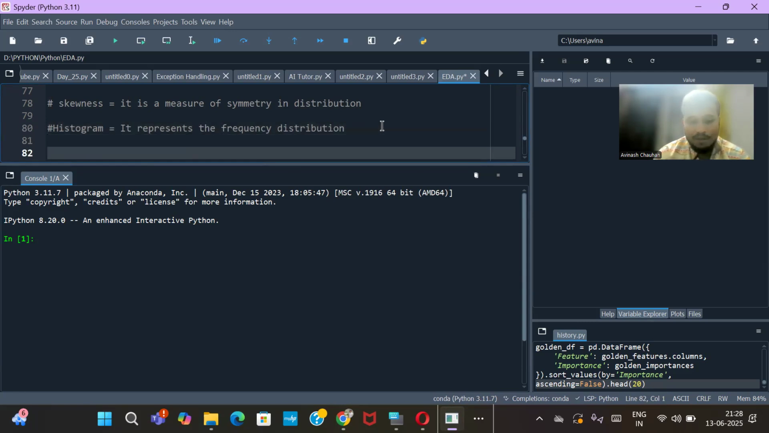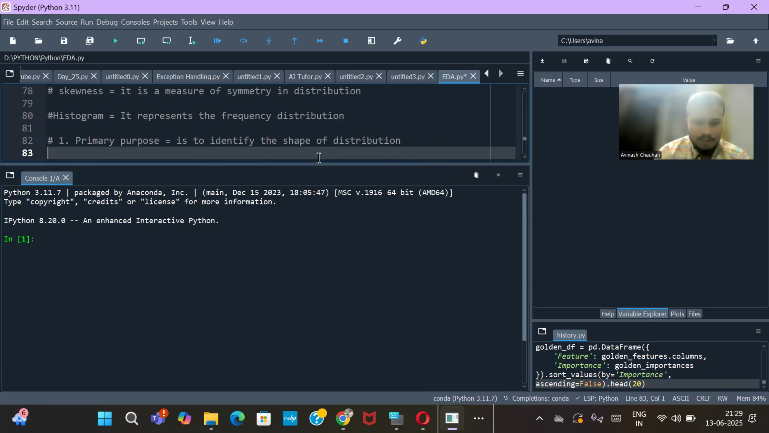And again, what's the primary purpose of this particular graph? The primary purpose is to identify the shape of the distribution. The similar way which I have shown now on my whiteboard, how we can determine the shape of the distribution by seeing it. So my primary purpose is to see the shape of the distribution.